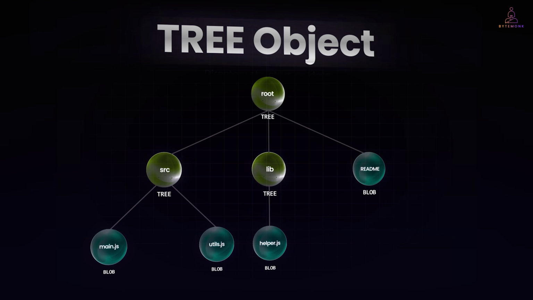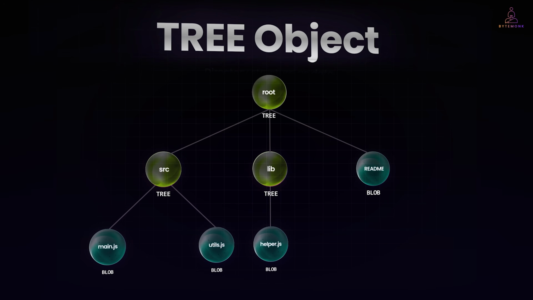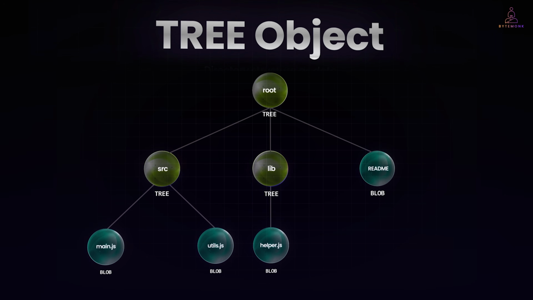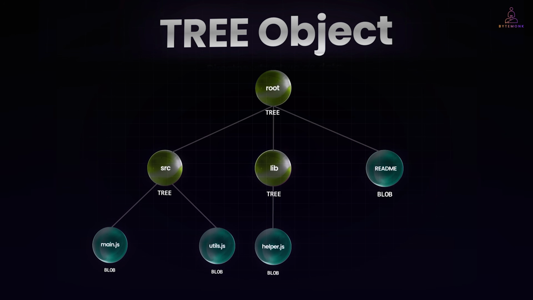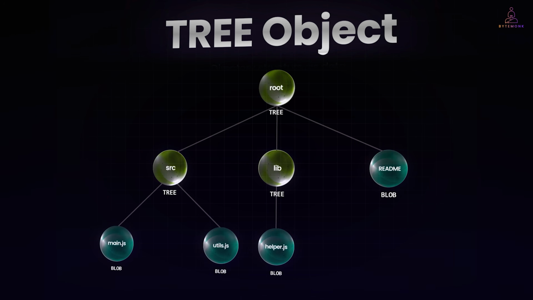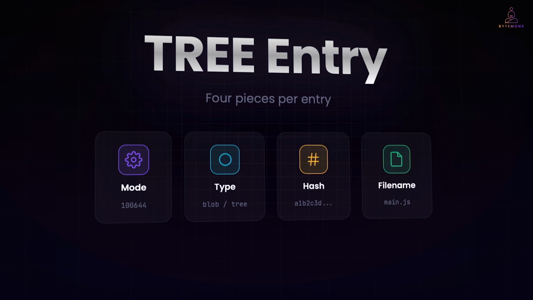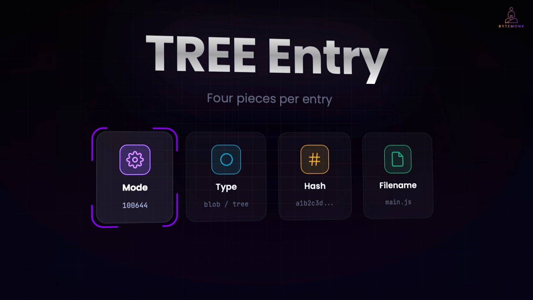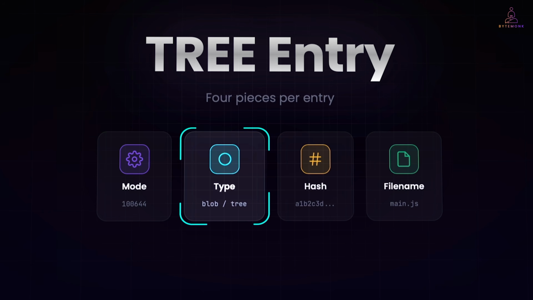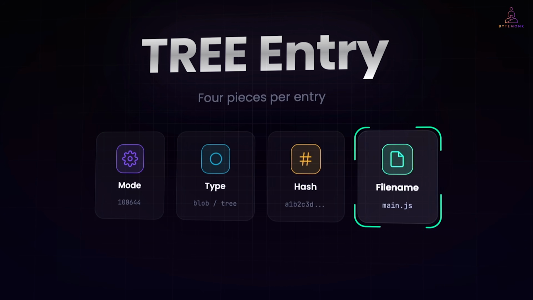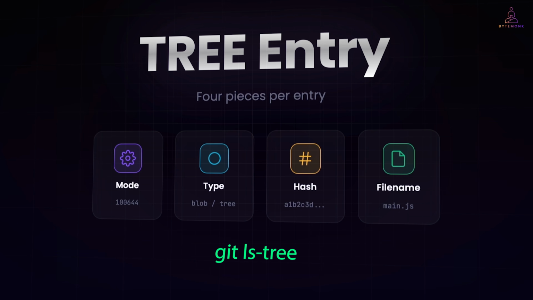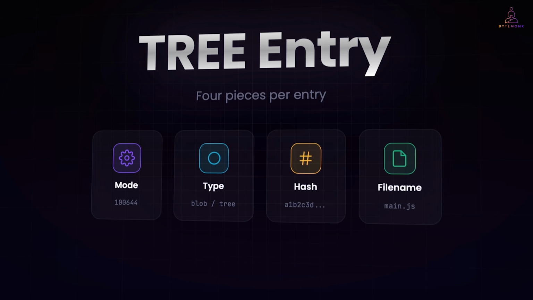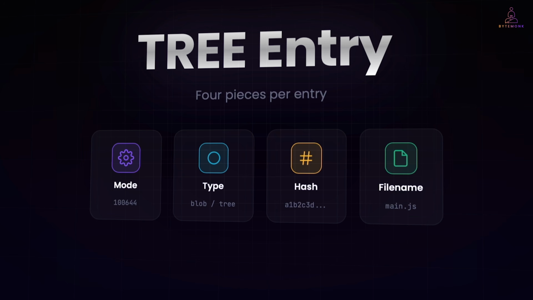The first object is a tree. If blobs represent file contents, trees represent directory structure, like folders containing files and other folders. Git constructs a tree from the staging area. Each entry has 4 pieces: the mode, file type and permissions; the type, blob or tree; the hash; and the file name. You can inspect any tree with the git ls-tree command. You'll see blobs for files and trees for subdirectories. Nested directories mean nested trees, all the way down to blobs at the leaves.